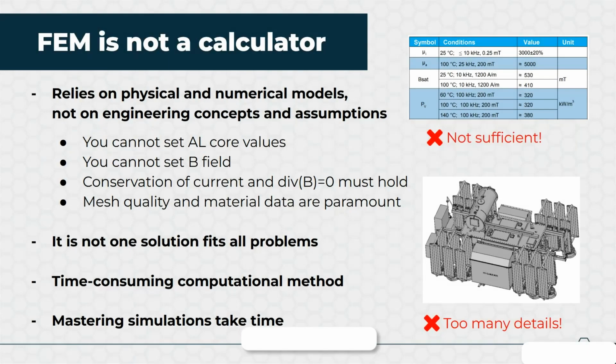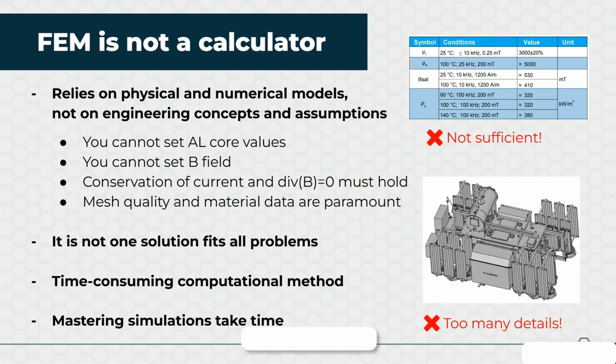Do not consider 3D FEM as your magnetics calculator. It's not. The main reason is that 3D FEM primarily relies on physics and numerics, so it doesn't know about the AL value of your core, because the AL value is usually given for a specific core type. FEM will not operate with AL values. In the same way, you cannot push it to apply some specific magnetic flux value in the core.